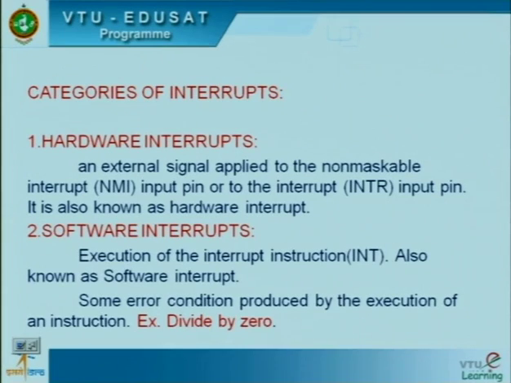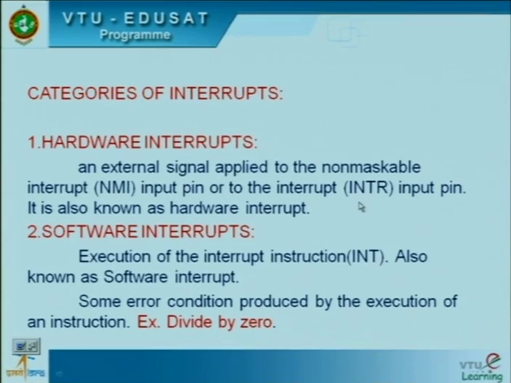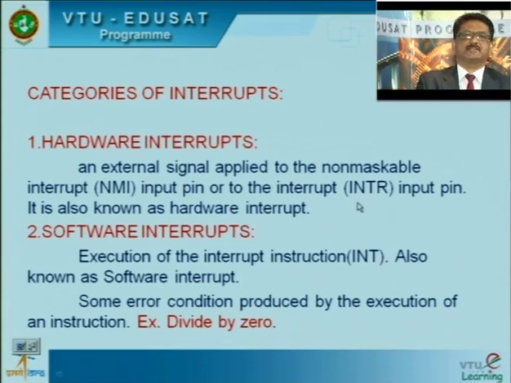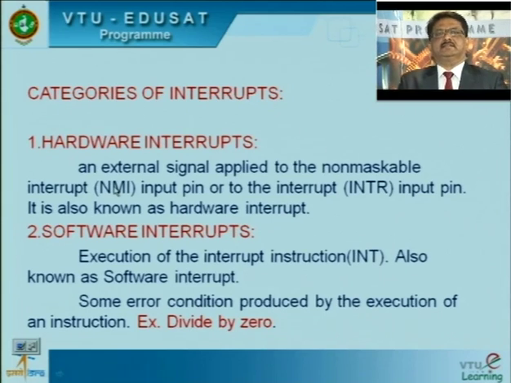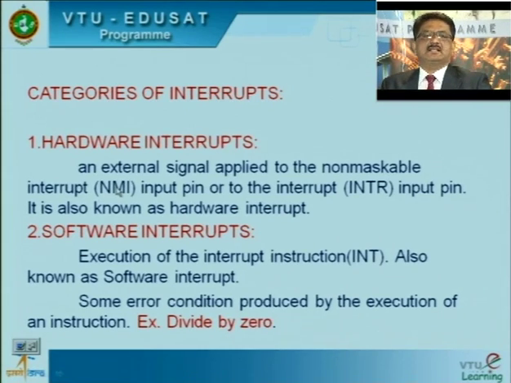Now what are the categories of interrupts? The interrupt categories can be called hardware interrupts and software interrupts. Hardware interrupts are basically generated using the NMI pin and the INTR pin. NMI and INTR are the two hardware pins present in the 8086 microprocessor chip through which we can generate hardware interrupt signals, where NMI is a non-maskable interrupt pin and INTR is a maskable interrupt pin.